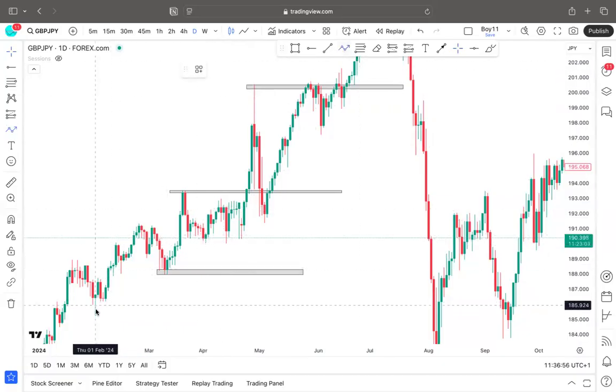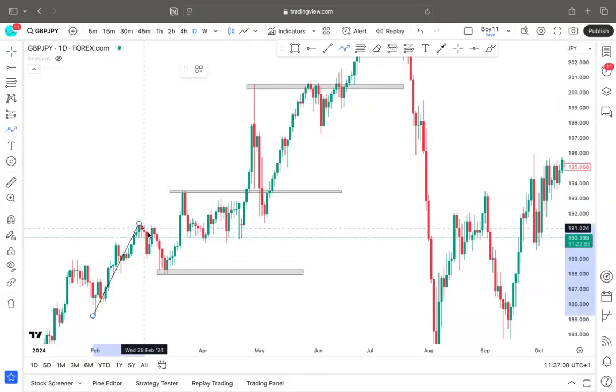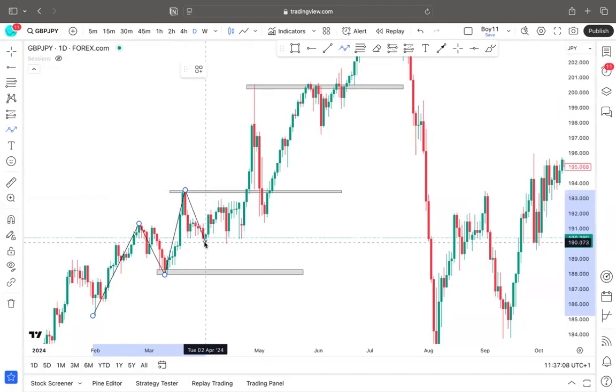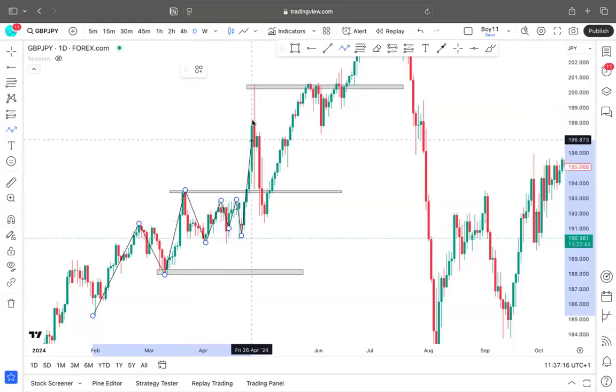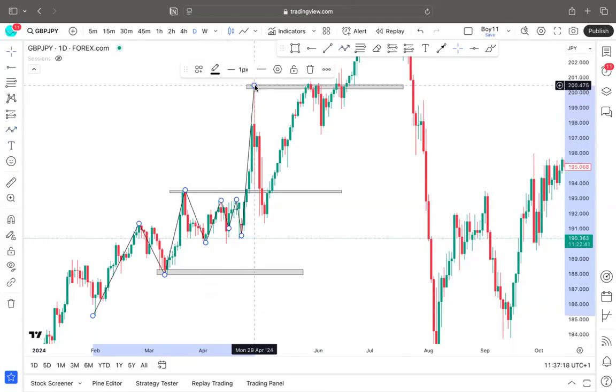Let me make it clear to you guys. From this level now, the market created a push phase till this level, then came down to this level and created a push phase again, and then pulled back till this level. So from this pullback, this was where buyers stepped in and started pushing the market, pushing, pushing, pushing until we got a proper breakout here.